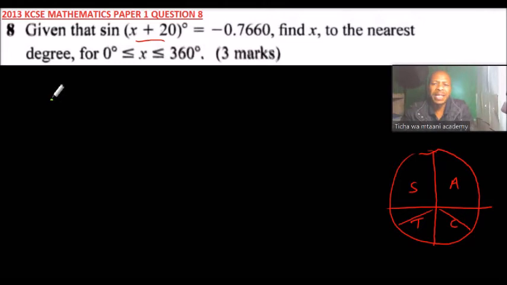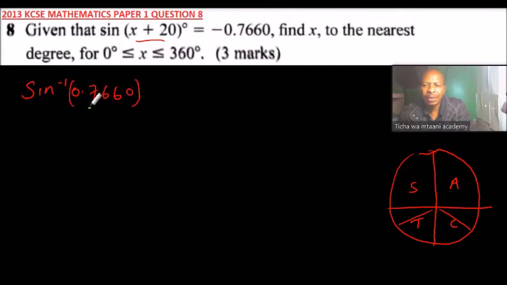So the first thing we need to do is to find what is the sine inverse of 0.7660, so that we'll be able to get these angles in the third and fourth quadrant. This angle here will give us 49.99 degrees. So we say it is 50 degrees to the nearest degree.